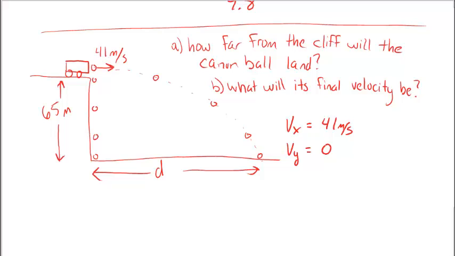Horizontally is 41 meters per second. The first thing I need to find out is the time. How much time does this cannonball spend in the air? Because the entire time that it spends in the air, it's also moving at 41 meters per second. So to find the time, gravity and the height is what will tell me how much time it actually spends.